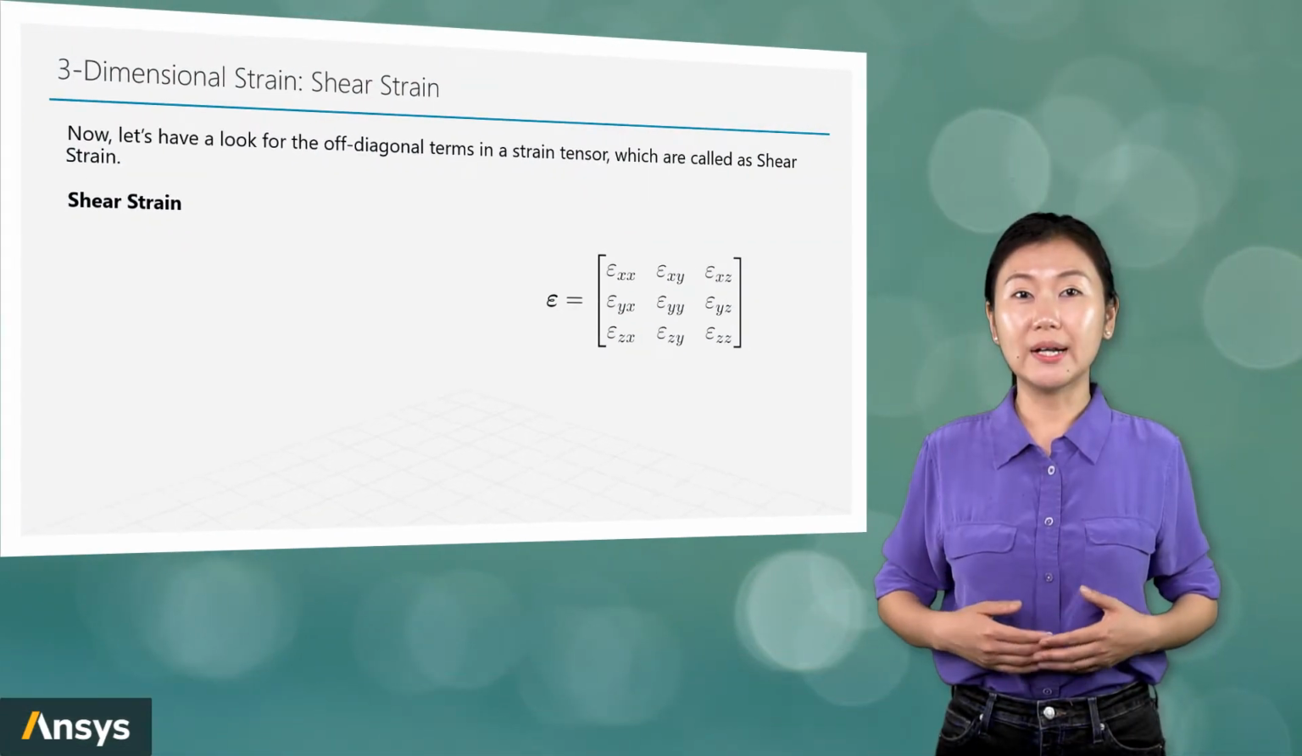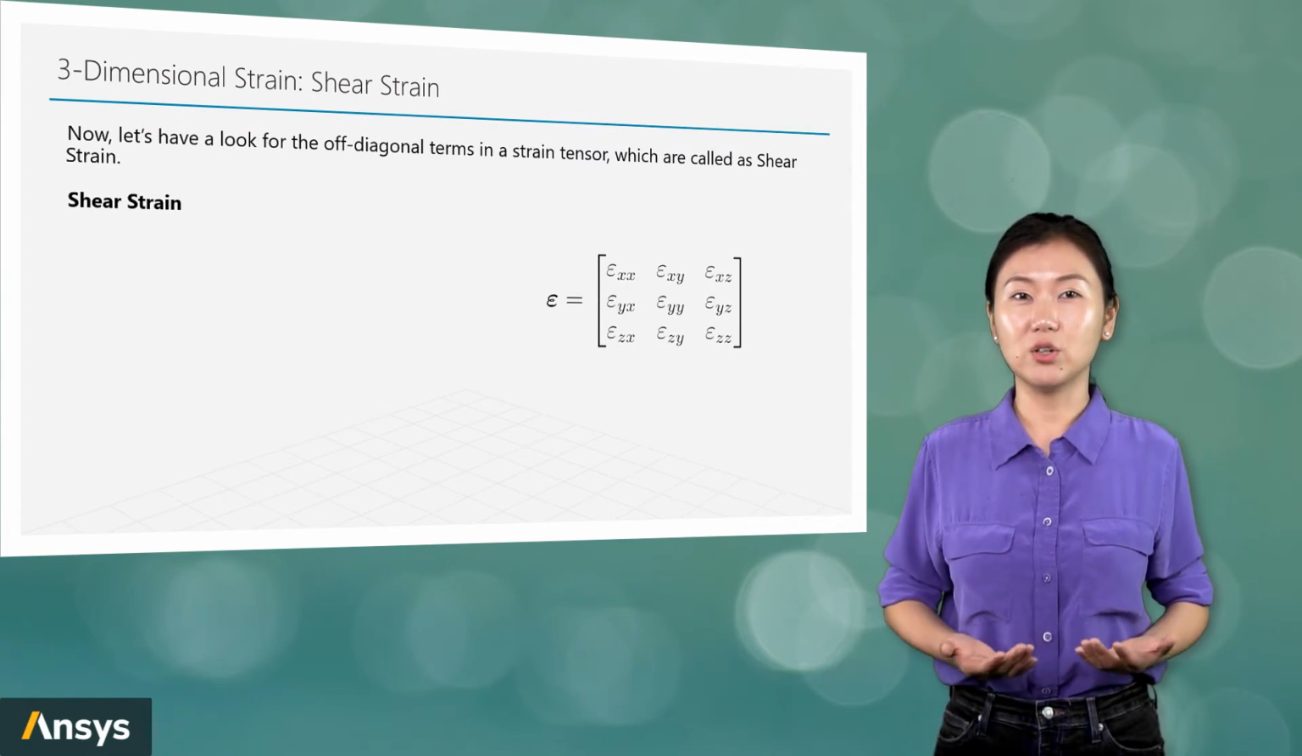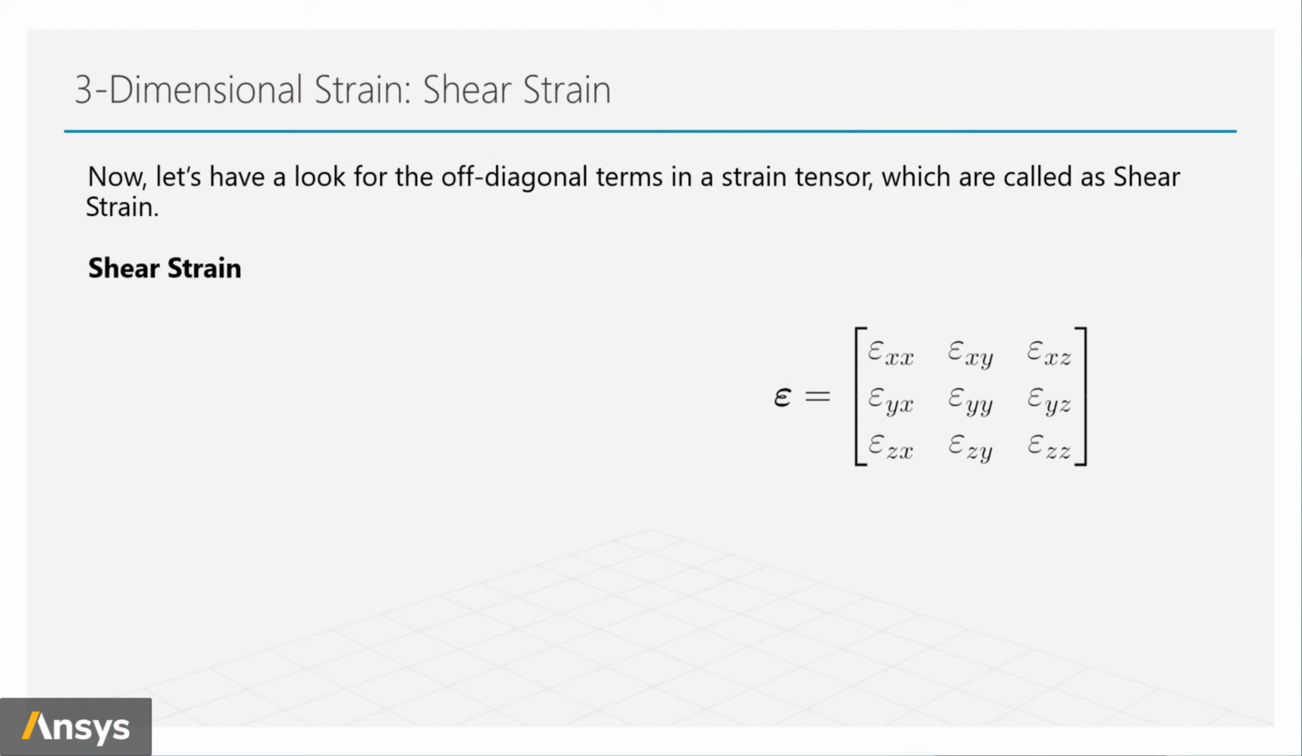Next, for all the off-diagonal terms, the definition will be a little more complicated, but still has clear physical meaning. Let's have a look. A very important feature of the off-diagonal terms is that they're symmetric around the diagonal. That means there will be 3 pairs of off-diagonal components. So what's the definition of these off-diagonal terms and why are they symmetric?